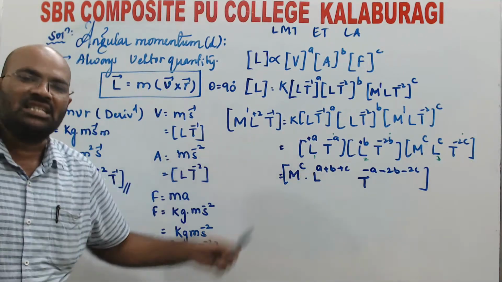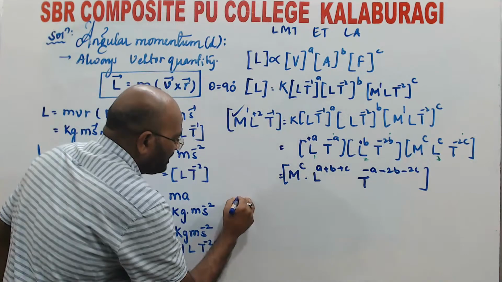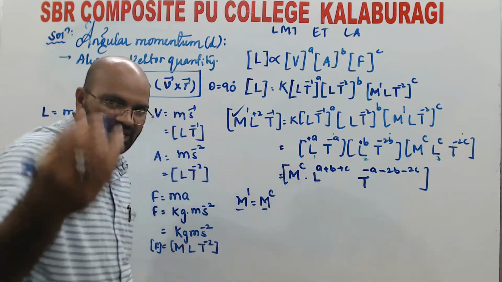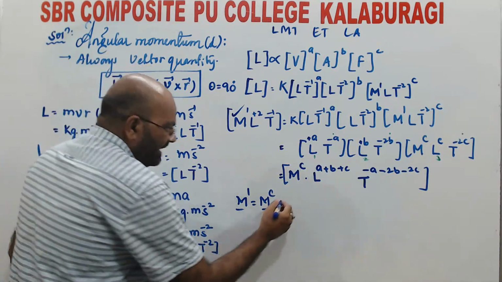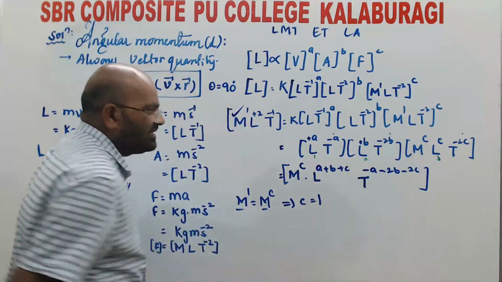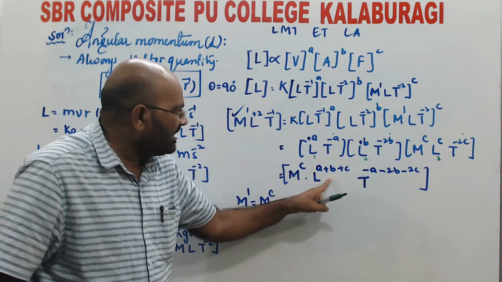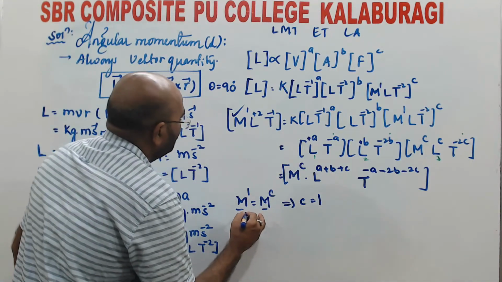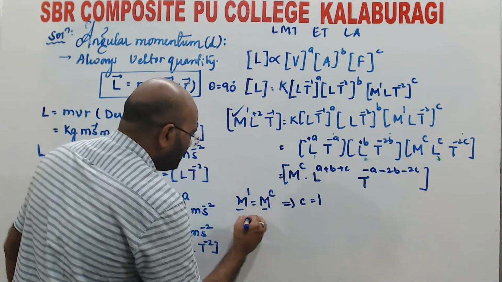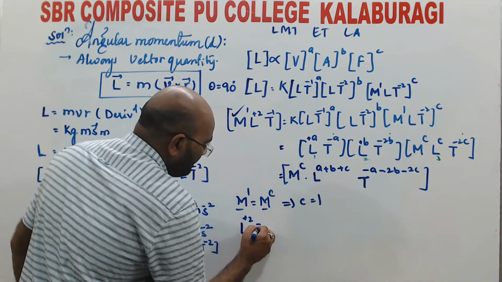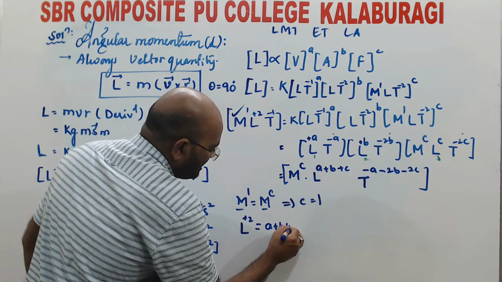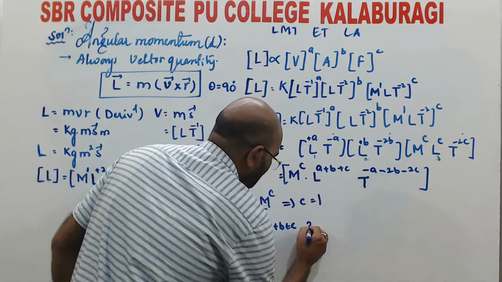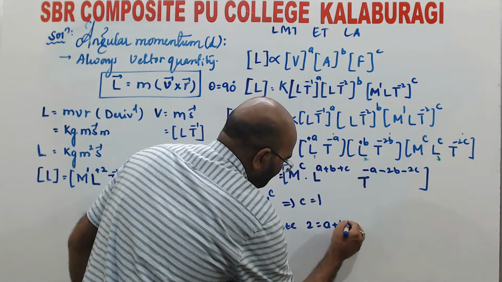Then compare with this RHS value. First we compare with mass. M power 1 is equal to M power c. When the bases are the same, according to the principle of homogeneity, the value of c is always equal to 1. Then compare with the L value. What do you get now? L to the power 2 is equal to L to the power a plus b plus c. So 2 is equal to a plus b plus c.